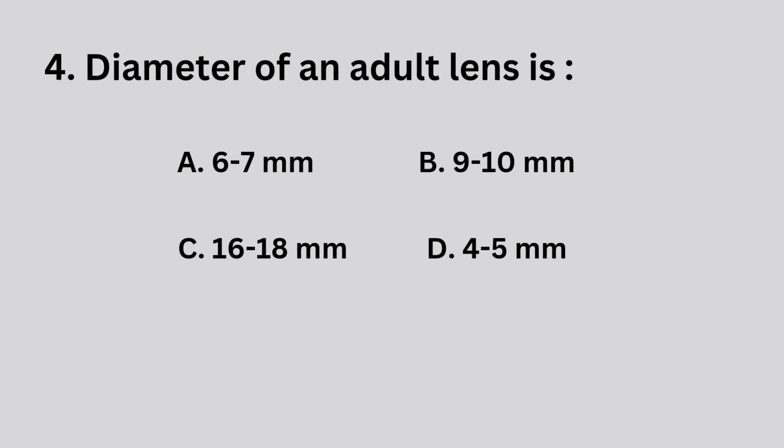Next question. Diameter of an adult lens is option A 6 to 7 mm, option B 9 to 10 mm, option C 16 to 18 mm, and option D 4 to 5 mm. Correct answer is option B 9 to 10 mm.